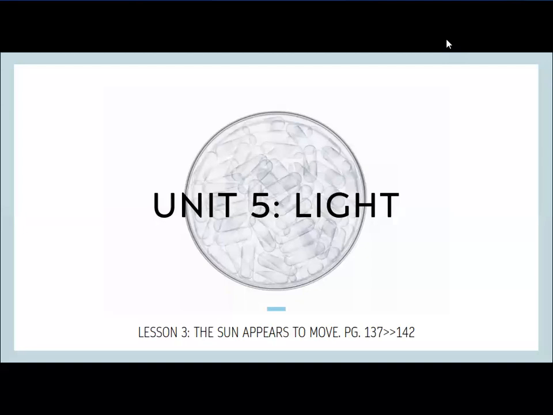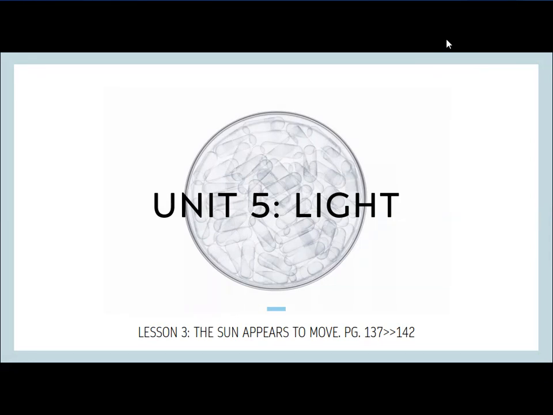Today in science, we are going to start lesson 3 of unit 5. Unit 5, light. We have already studied 2 lessons from unit 5. Today we are going to cover lesson 3. The name of lesson 3 is The Sun Appears to Move, page number 137 to page 142.